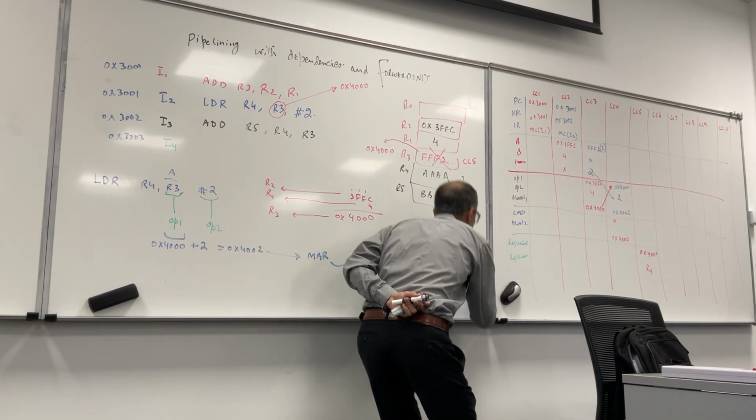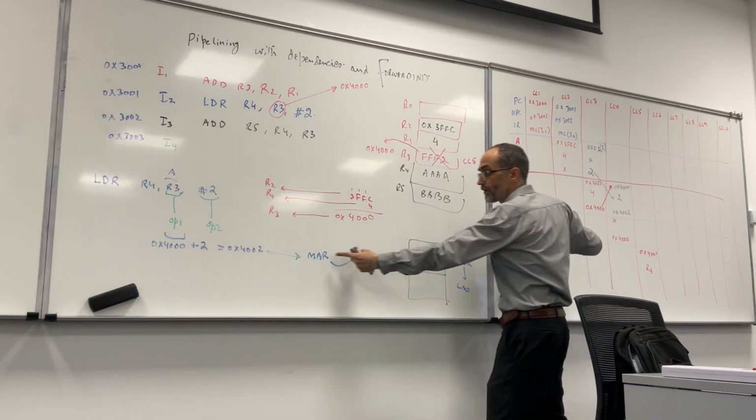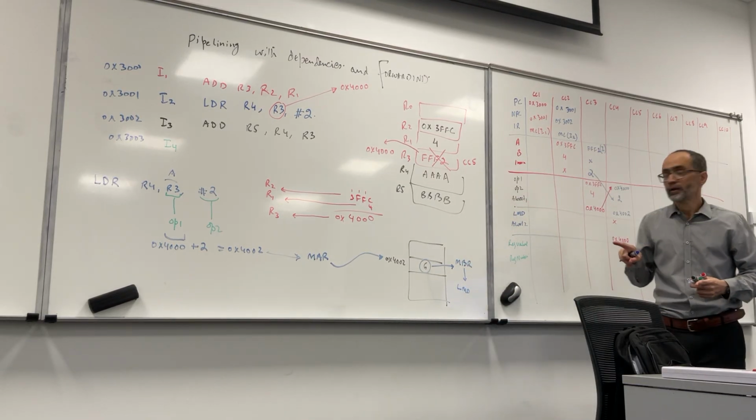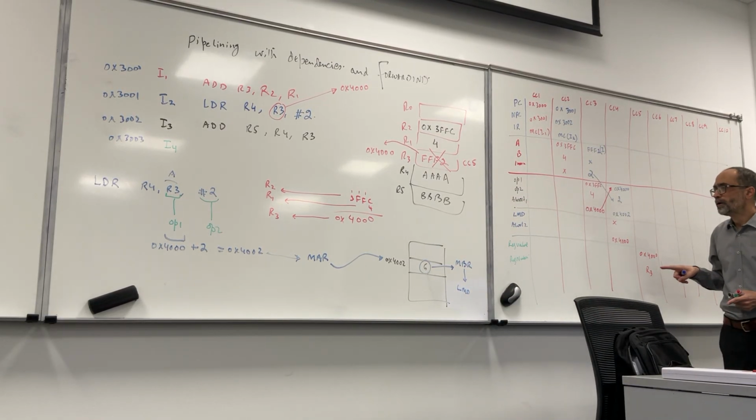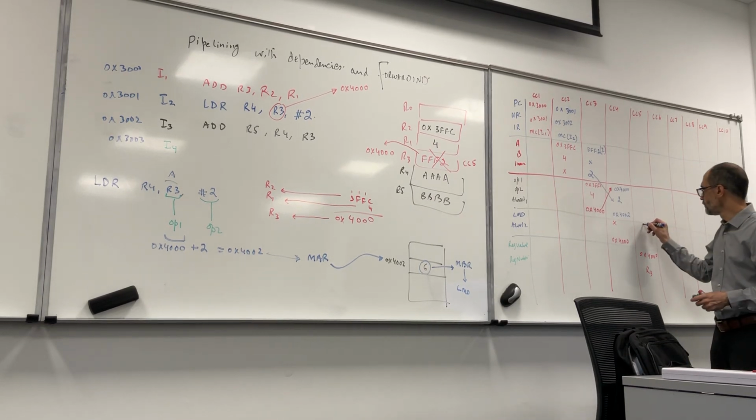LMD. So please remember, if in this stage I also give the address state of MAR, this will go to MAR, this will go to MBR, and from MBR it will go to LMD. So now what will be the value of LMD in this case? 6. Very good.